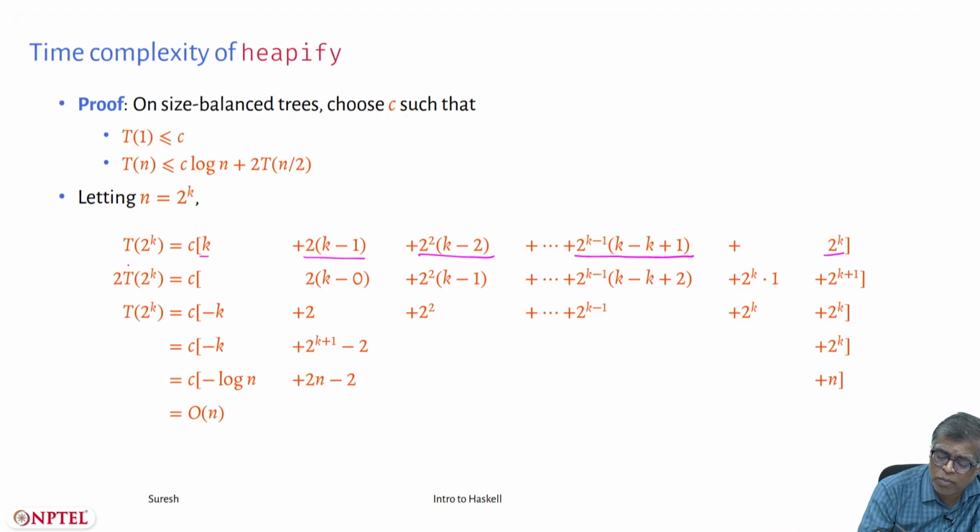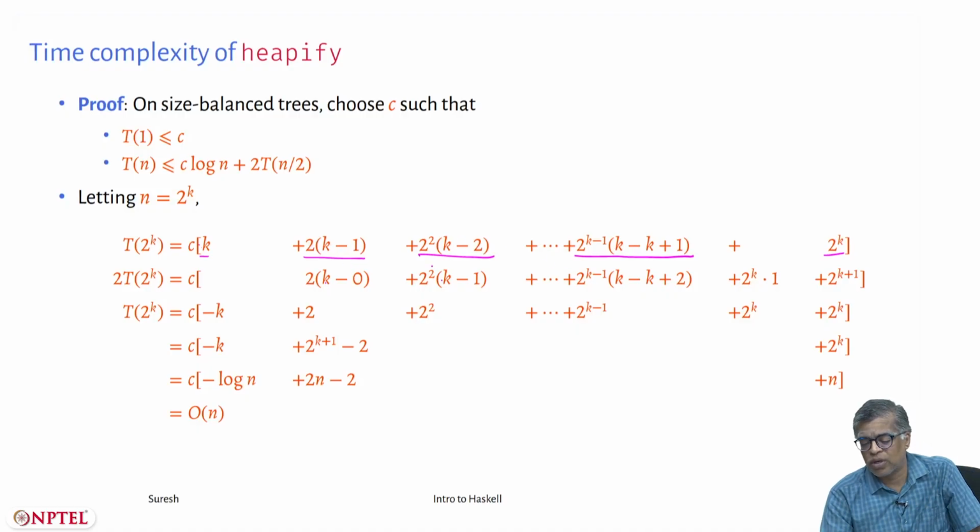Now multiply this whole thing by 2. What will happen is that this will become 2k, so I can put that 2k here instead. 2k is nothing but 2(k-0), so I will put it here, and this will become 2^2(k-1), which I will put here, and so on and so forth.